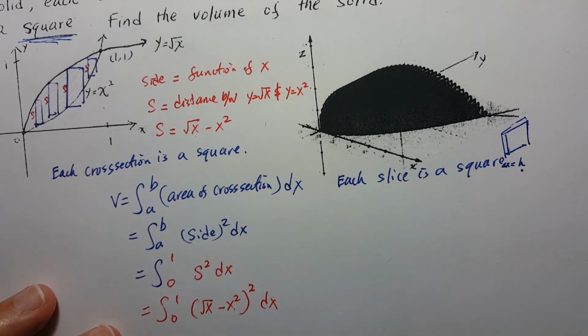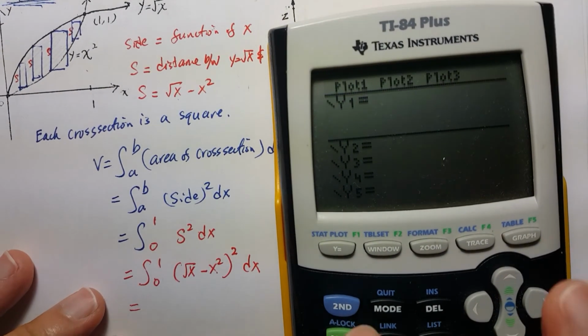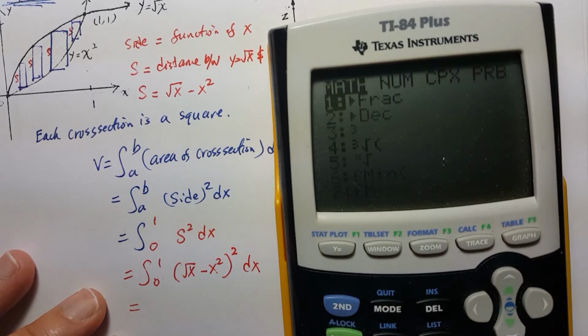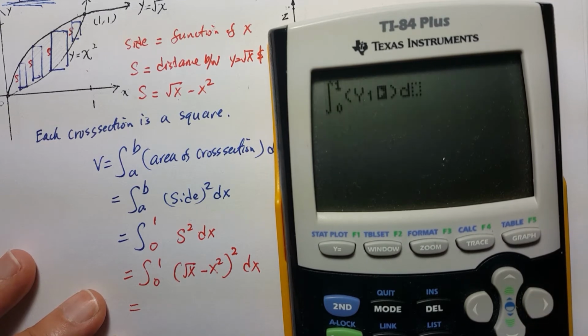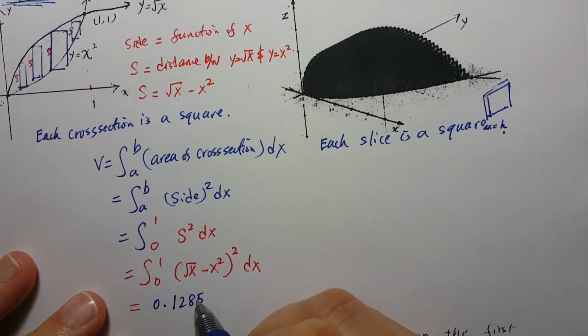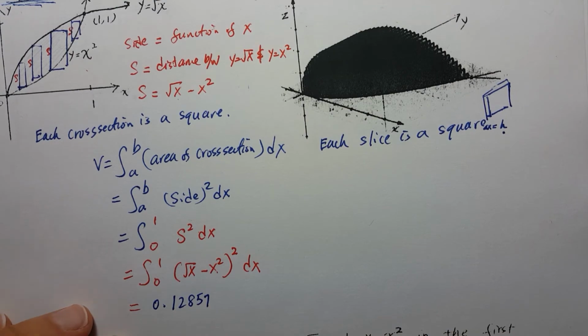The next step is to type it into a calculator and calculate the answer. I'm going to make my y1 equal to square root of x minus x squared, and then go back, math 9, 0 to 1, and then you do y1 squared because side squared, and then dx. So we got the answer, 0.12857. So we found the answer for question number 1.